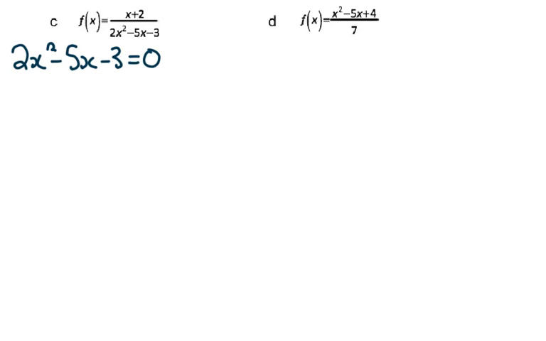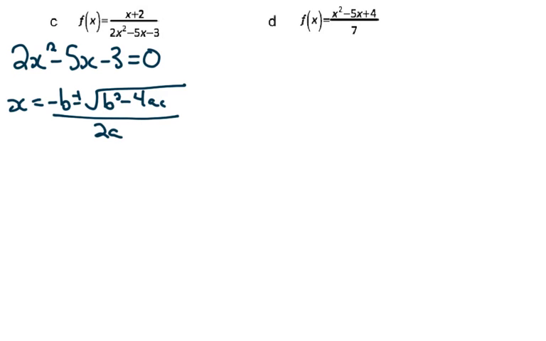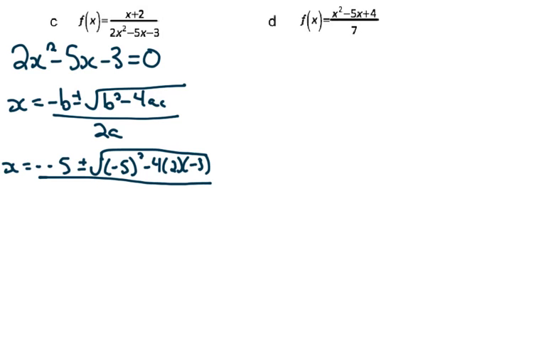And remember, in the quadratic formula, x equals negative b plus or minus the square root of b squared minus 4ac, divided by 2a. A being 2, b being negative 5, c being negative 3. Fill that all in.